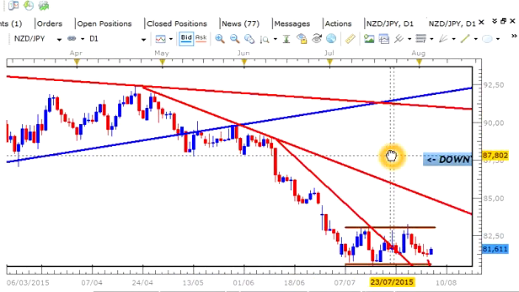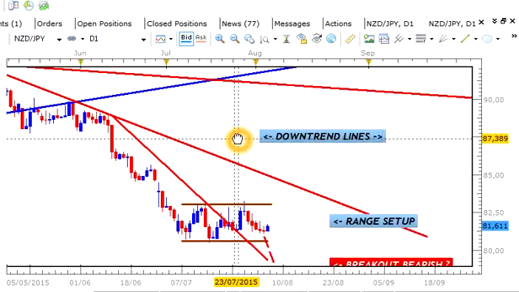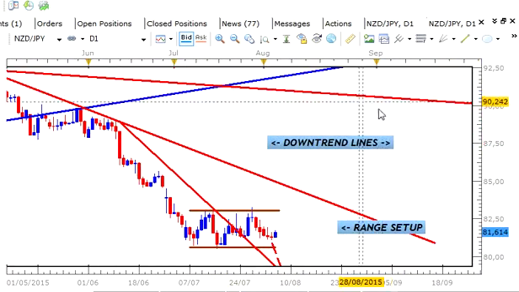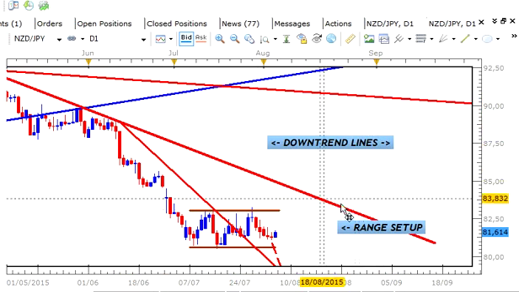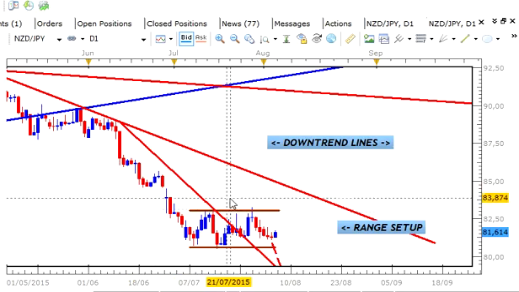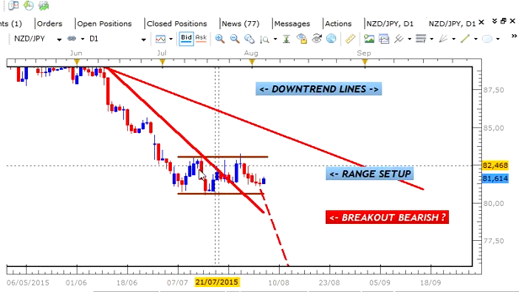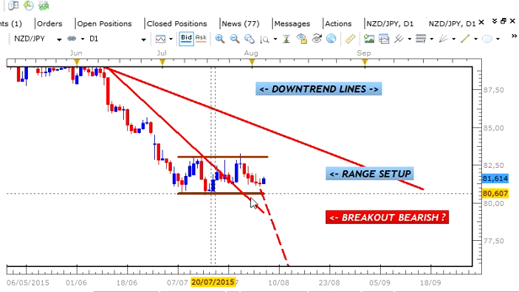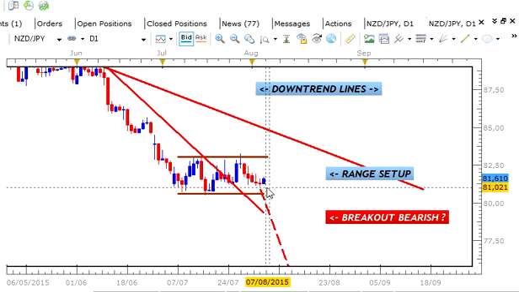Now, as you can see here, three trend lines have been formed: an outer or long-term downtrend line, an outer downtrend line, as well as this inner downtrend line. Here we can see that we have taken a bit of a pause once again, and we have now formed what is known as a normal range setup.